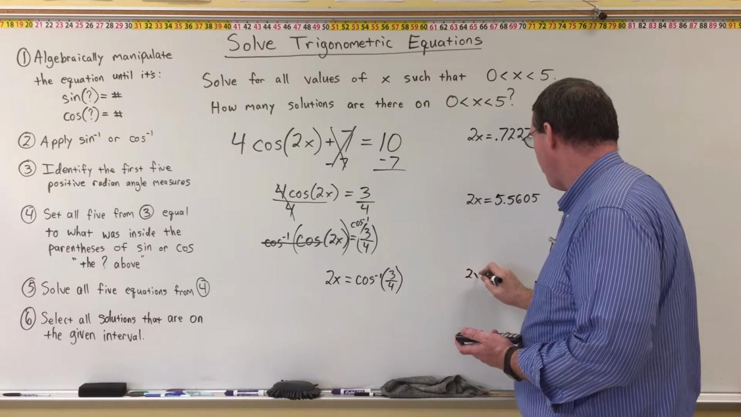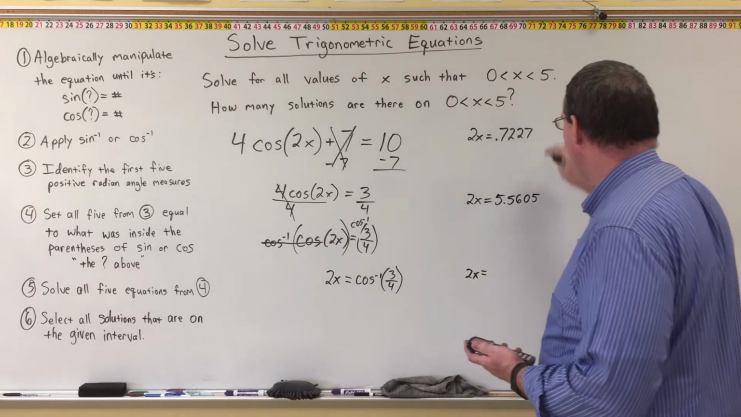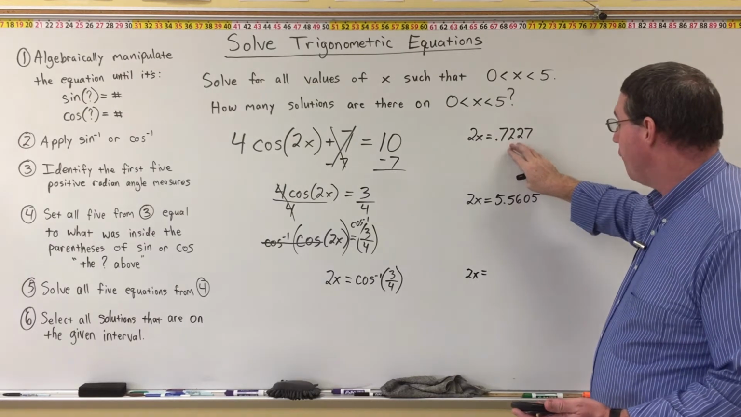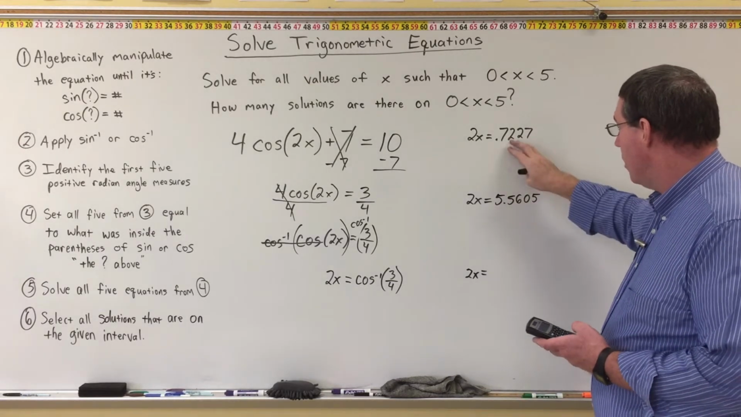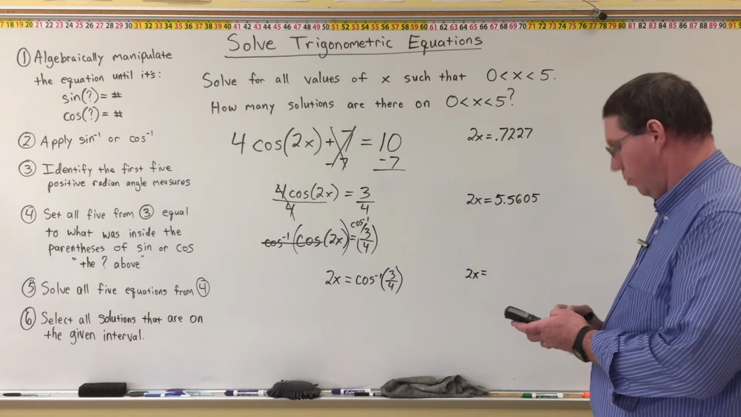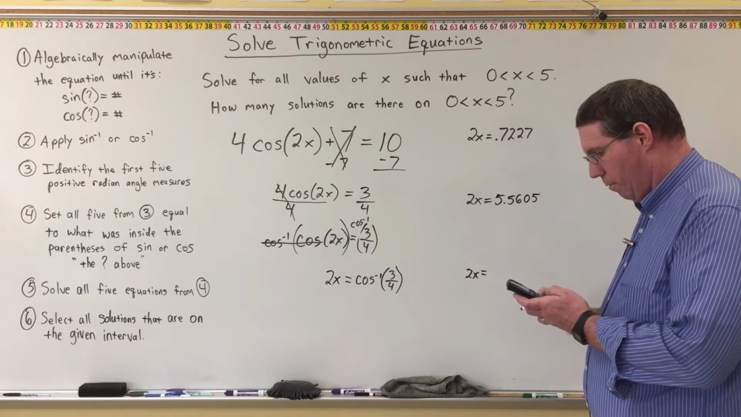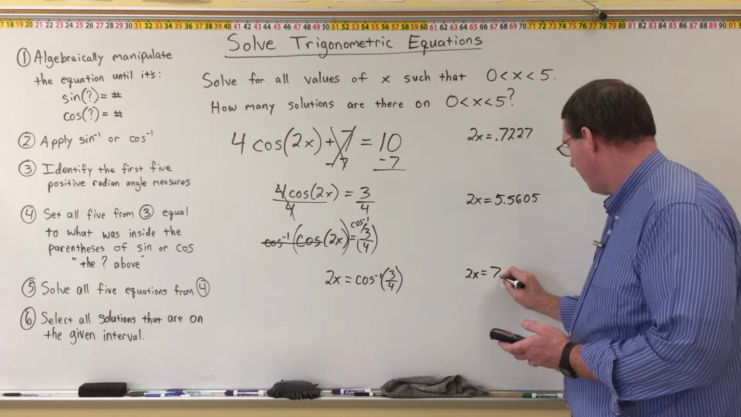Remember, with cosine, first quadrant and fourth quadrant go together. Now we're going to need the next first quadrant. So remember what we do, we take this one and add 2 pi. We need a coterminal to this. Then for the fourth one, we need the coterminal for this. So we take 0.7227, add 2 pi, and we get 7.0059.